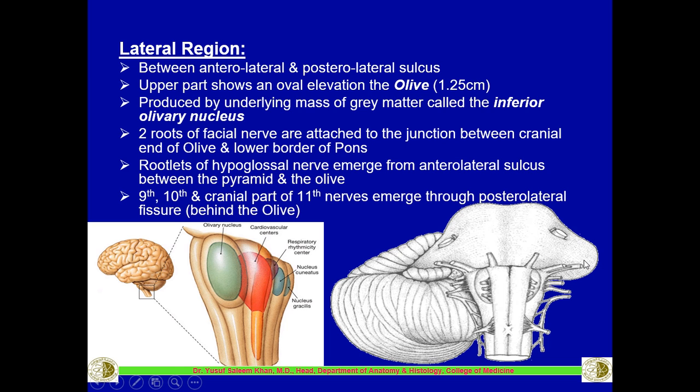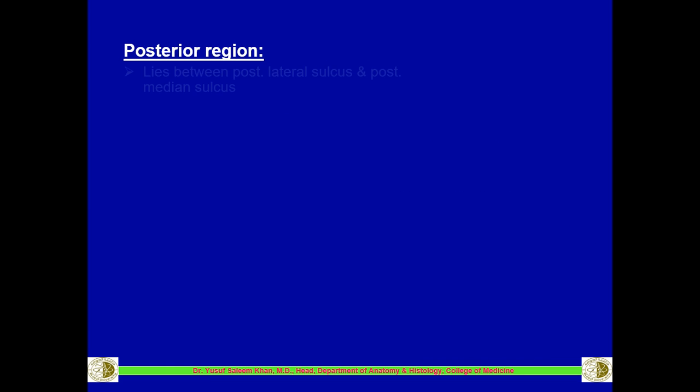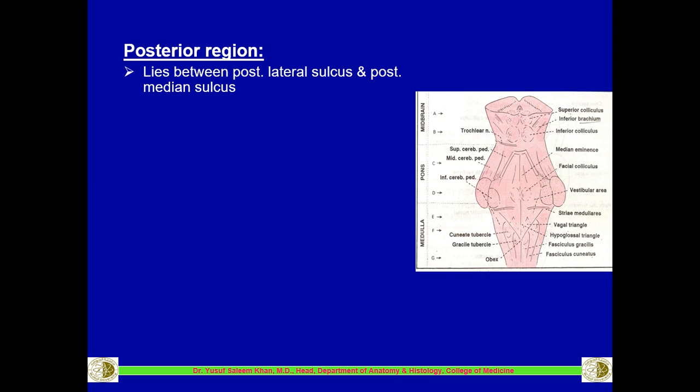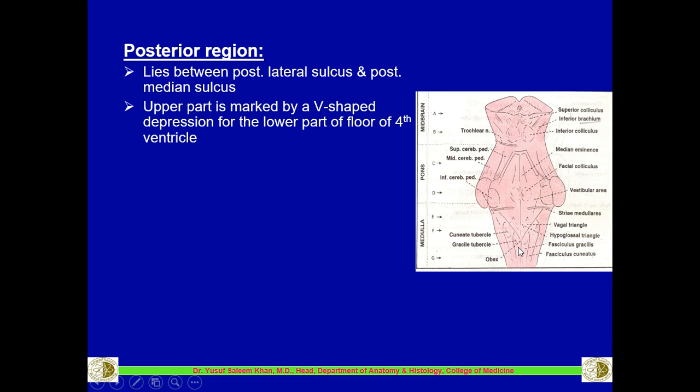This is the vestibulocochlear nerve, which is the 8th cranial nerve. Now coming to the third region, this is called the posterior region, which is between the posterolateral sulcus and the posterior median sulcus. If you can appreciate here, this is the posterior median sulcus, which is the midline, and here is the posterolateral sulcus.